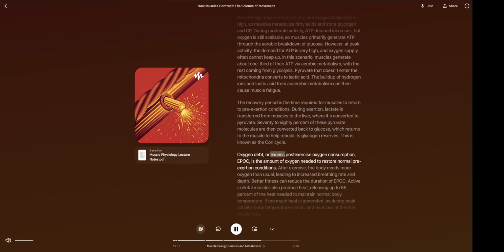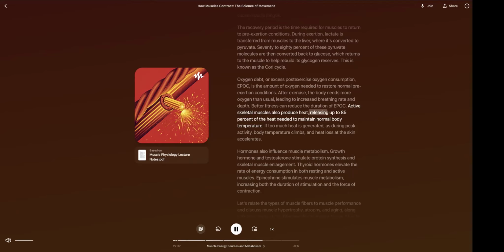Oxygen debt, or excess post-exercise oxygen consumption, EPOC, is the amount of oxygen needed to restore normal pre-exertion conditions. After exercise, the body needs more oxygen than usual, leading to increased breathing rate and depth. Better fitness can reduce the duration of EPOC. Active skeletal muscles also produce heat, releasing up to 85% of the heat needed to maintain normal body temperature. If too much heat is generated, as during peak activity, body temperature climbs and heat loss at the skin accelerates.